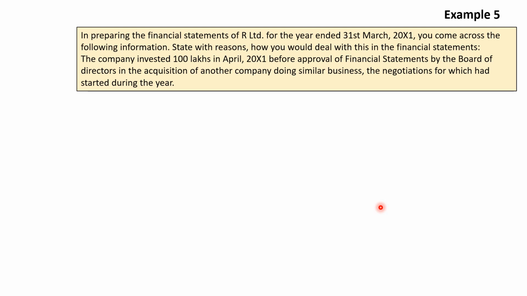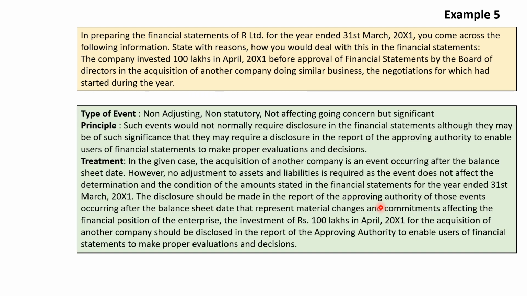Then should you record the same in your balance sheet or P&L account which ended on 31st of March? This is basically not an adjusting event, because as on 31st March, our bank account was not reduced. Although transaction negotiations took place, the price was decided, but our bank account did not get reduced.